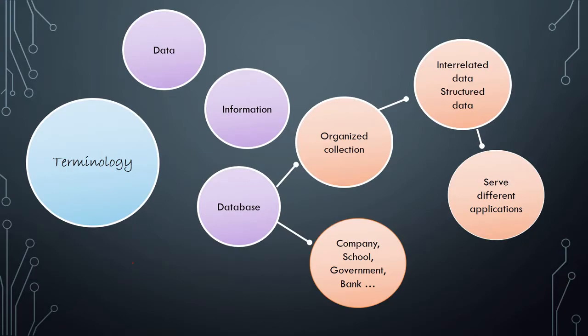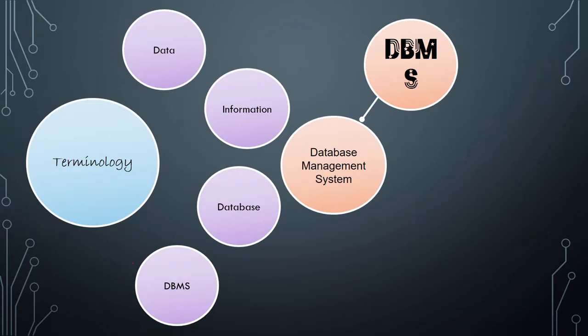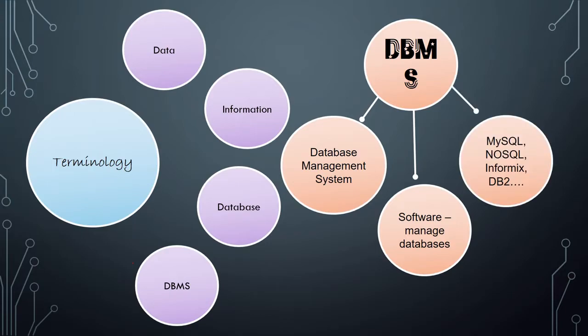Okay. Now, the next term we have is database management system. So, what is DBMS? DBMS is database management system. DB is database, and MS is management system. So, basically, it is a software which is used to manage databases. In simple terms, if I say, it's a software which is used to manage databases, then it is known as a database management system. Examples are MySQL, NoSQL, Informix, DB2, Oracle, SQLite, and so on. There are various types of DBMS or database management systems we are using in our daily life.